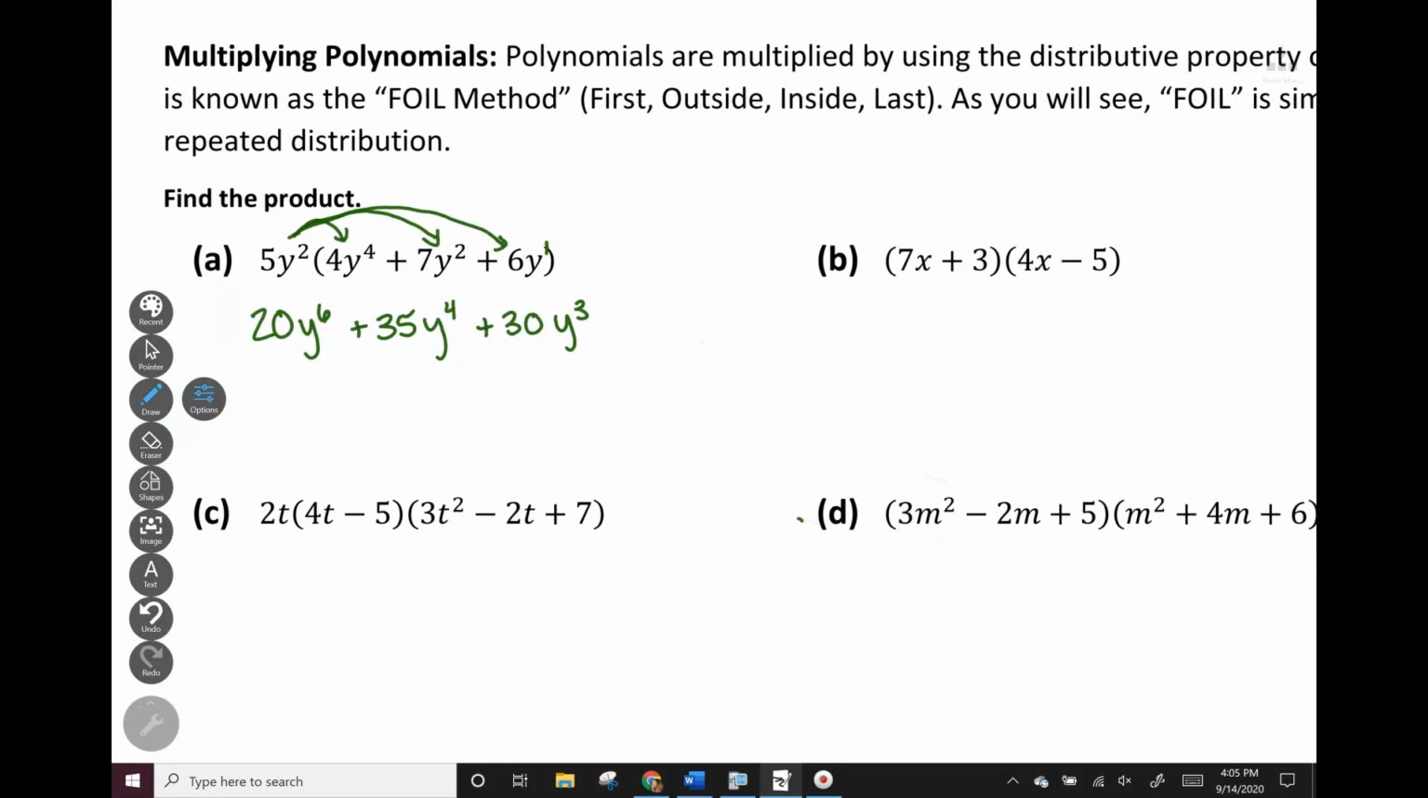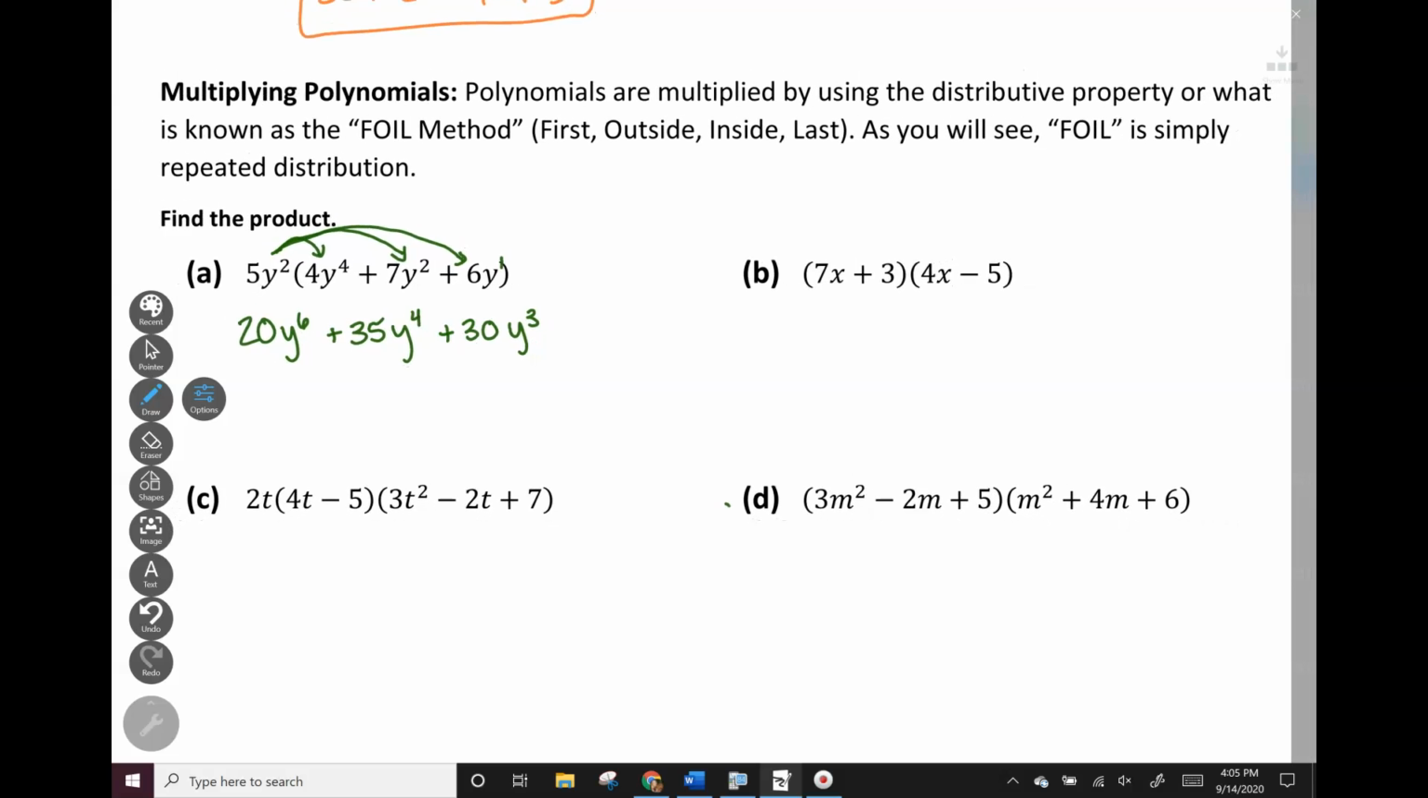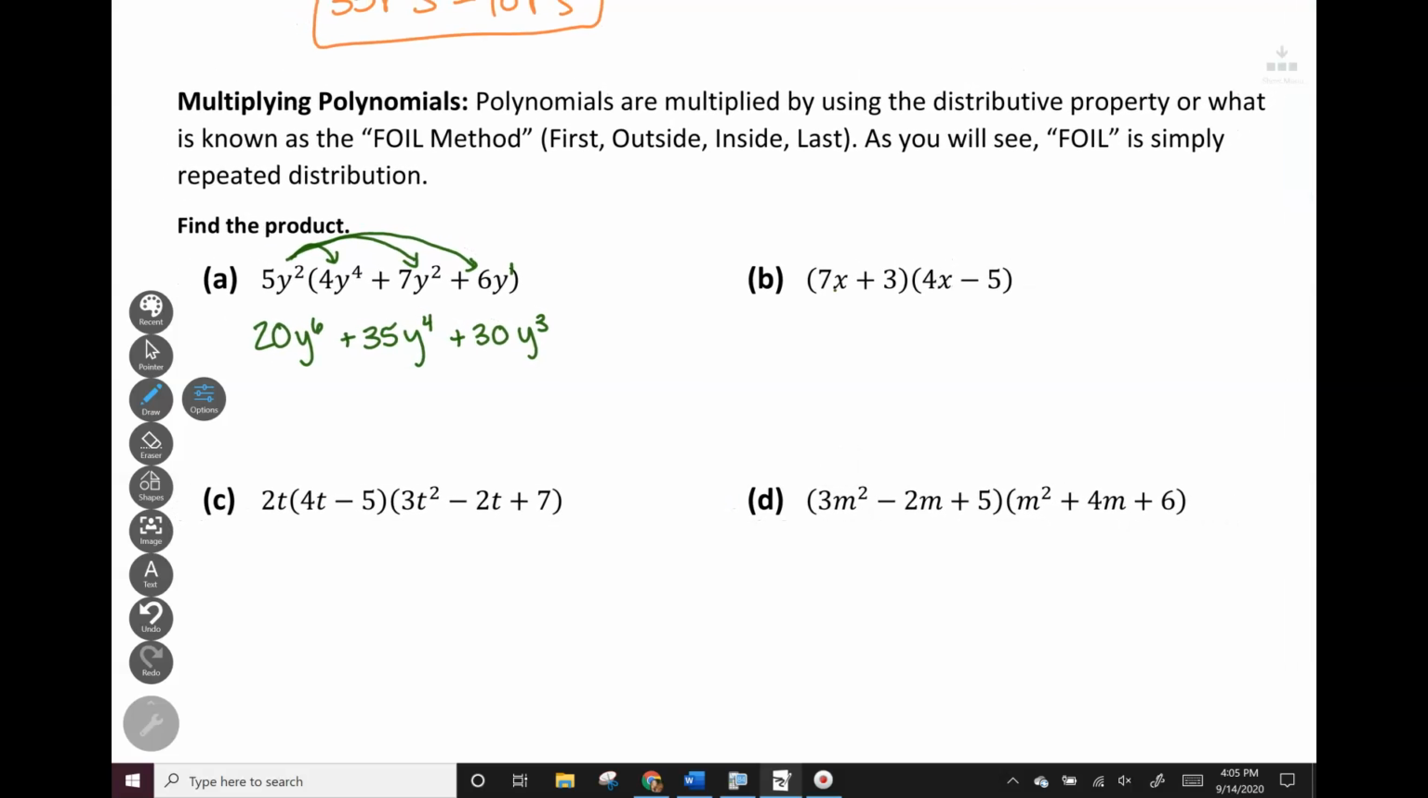Okay, on B we need to actually FOIL. We've got a binomial, 2 terms, times a binomial. We need to FOIL. So, FOIL is really repeated distribution, it just means you need to distribute the 7x to both terms. And then we will distribute the 3 to both terms. That's all FOIL is. It's just distributing multiple times.